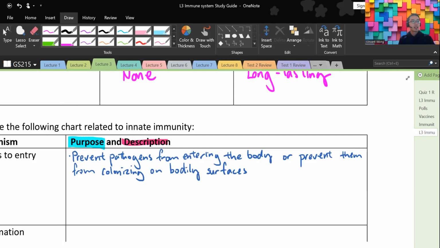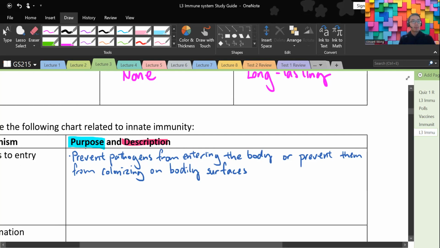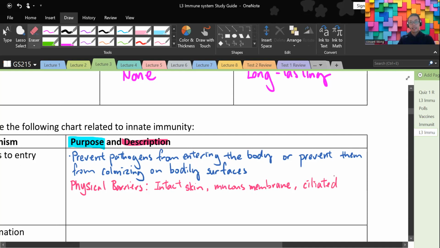Okay. Prashel said skin, mucus, and membrane. Yep, that would be an example of physical barriers. So we have skin, intact skin, no breaks in it. Mucous membrane, like the inside of the mouth, for example. Ciliated cells. And also normal flora.